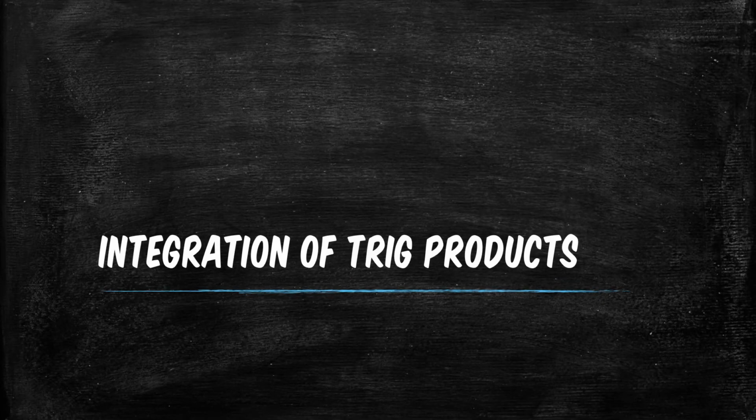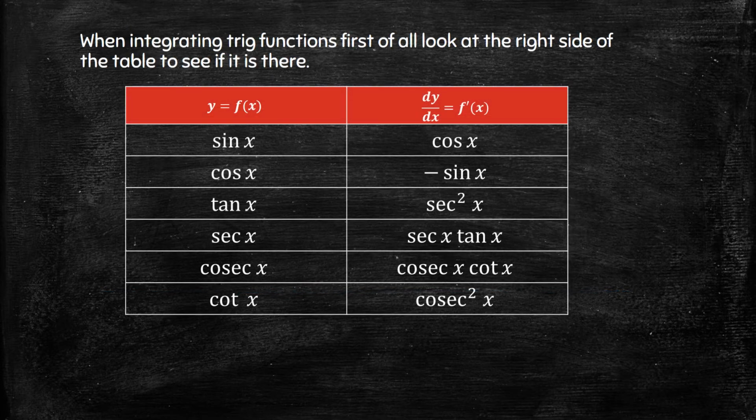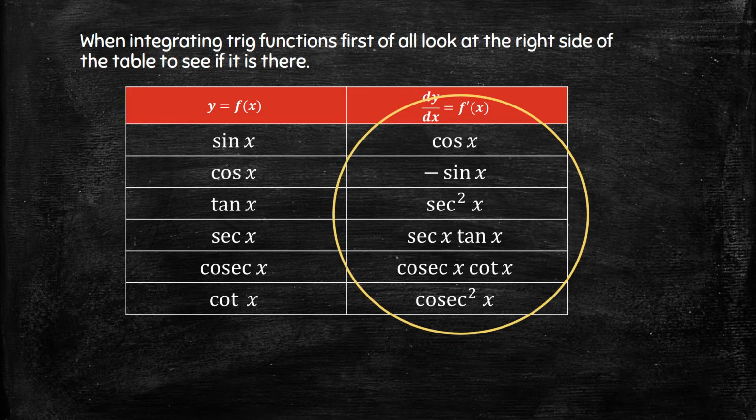So here we're looking at integration of trig products. So here's a snippet out of our formula sheet. When we're integrating, we're looking at things that resemble the right-hand side on this sheet, so we can integrate it to get the left-hand side. So we're looking at these ones here.